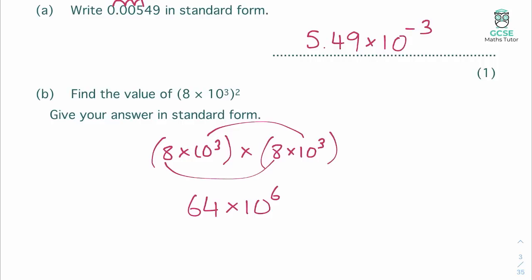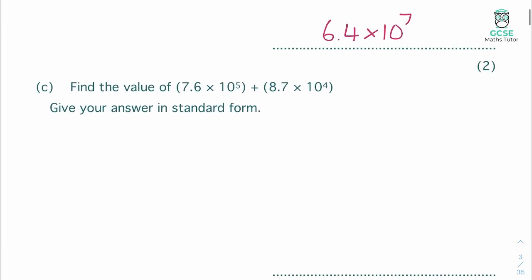Now that's not in standard form, so we have to make the number 1 jump smaller, so 6.4, make sure it's between 1 and 10. And because we've made the number smaller, we balance that out by making the power bigger, so it becomes 10 to the power of 7. So 6.4 times 10 to the power of 7.